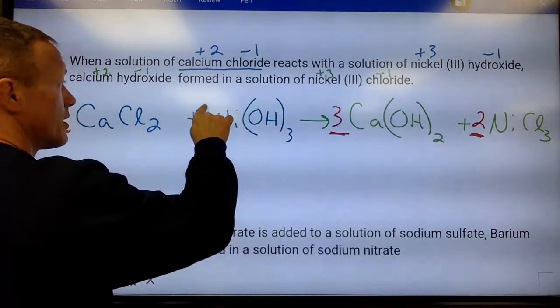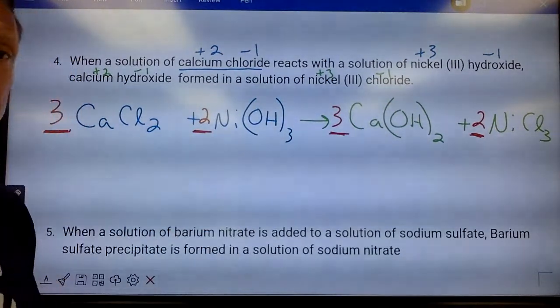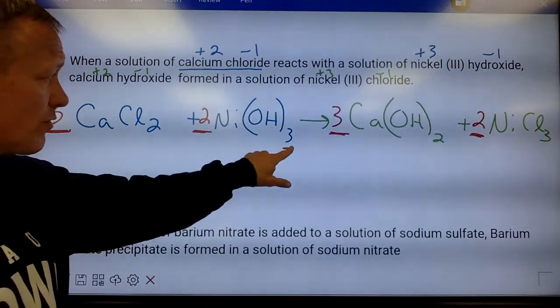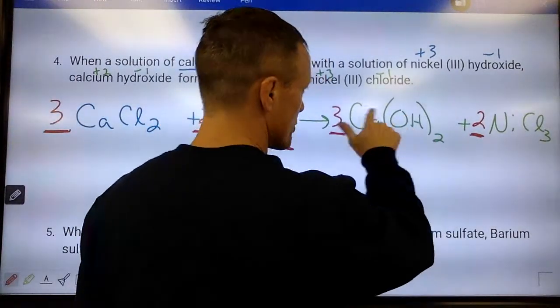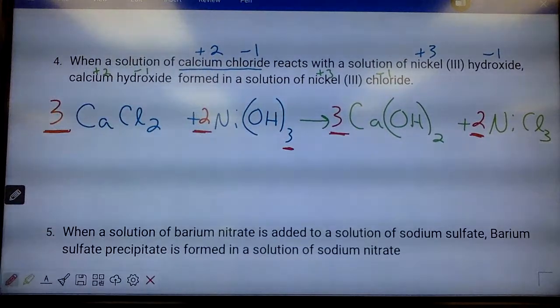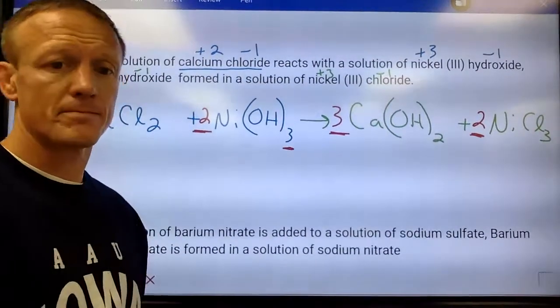2 Ni's, 2 Ni's. Let's look at our OH groups. There were 3 OH groups, but we doubled it, so that's 6 OHs. Over here, there were 2 OH groups, but we tripled it, so that's 6 OHs. So the reaction is balanced.